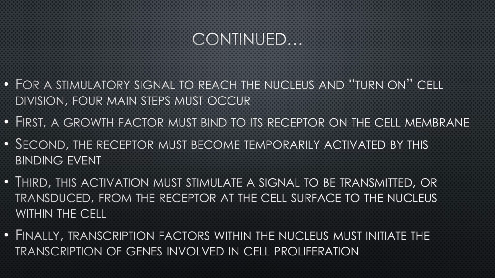For a stimulatory signal to reach a nucleus and turn on cell division, four main steps may occur. First, a growth factor must bind to its receptor on the cell membrane. Second, the receptor must become temporarily activated by this binding event. Third, this activation must stimulate a signal to be transmitted, or transduced, from the receptor at the cell surface to the nucleus within the cell. Finally, transcription factors within the nucleus must initiate the transcription of genes involved in cell proliferation.